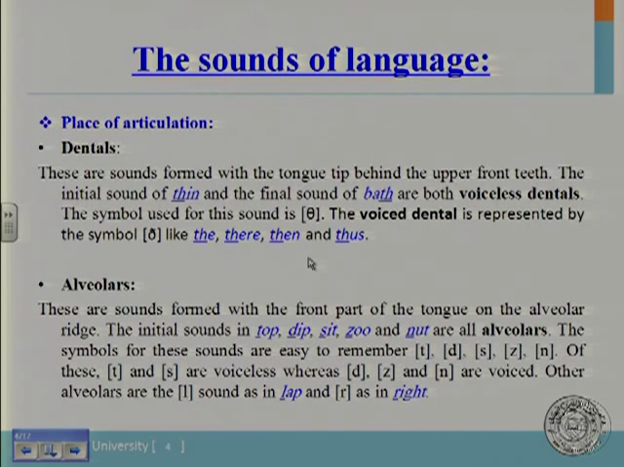Other alveolars are the l sound, as in lap, and r, as in right. These are also alveolar sounds. L, as in lap, and r, as in right.